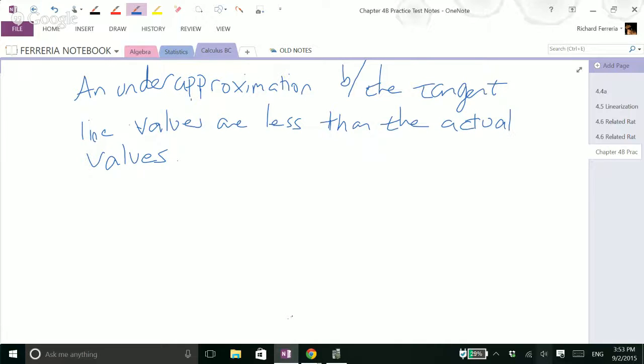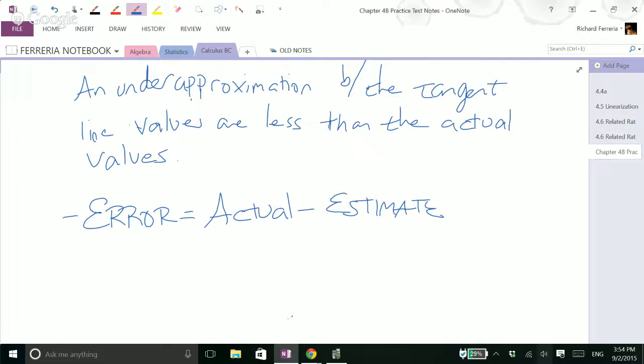All right, so now it says to give the error of approximation, right? Okay, so this is a little bit new for you. The error is the actual minus the estimate. I don't know if you ever used it like that before. Let's figure out some things. My actual value, what is my actual value?